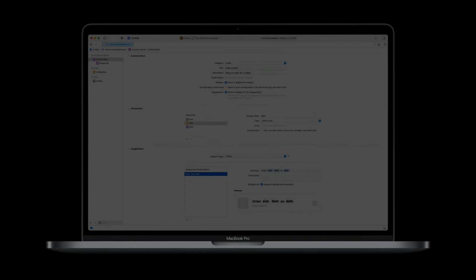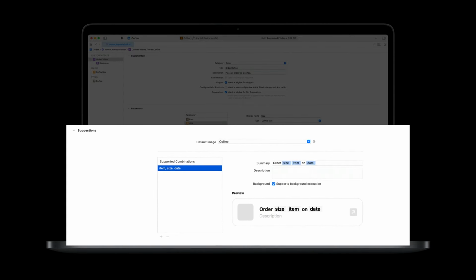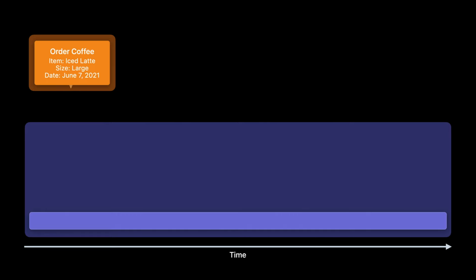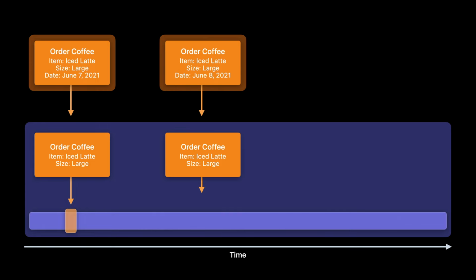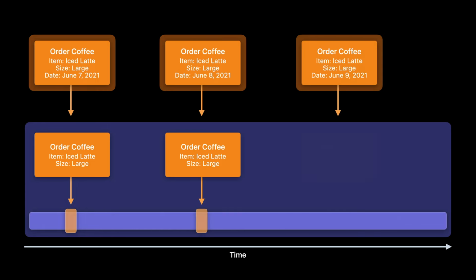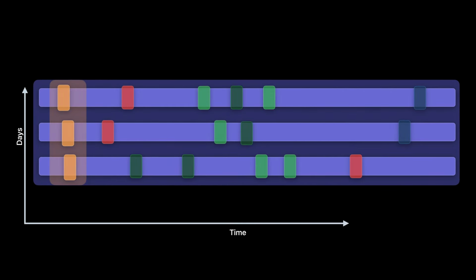To resolve this issue, I can instead define a supported combination that includes only the size and item parameters. By doing this, the system knows that it should only use the item and size parameters when comparing intent donations to find patterns over time. Now, the system will see a donation for a large iced latte, not including the date anymore. Then, on the second day, the system sees an equivalent donation for a large iced latte, and same on the third day. If you look at a high-level view of the donation history again, you can see that there's now a pattern associated with ordering a large iced latte just after waking up.